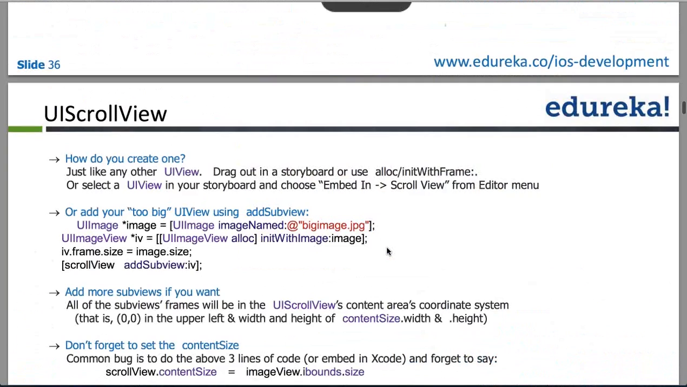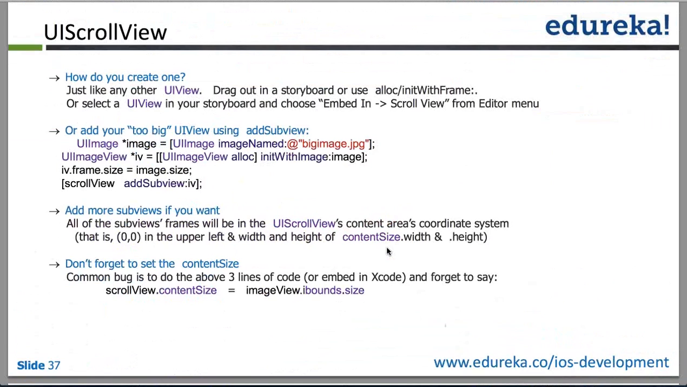Now, you have seen the properties and how a UIScrollView works. Now, let us look at how to create one. Creating a UIScrollView is just like creating a UIView. You can always use alloc init, or if you want a scroll view inside a view, you can go to Editor and say Embed in Scroll View. This option will also work, but it will be mainly useful whenever you are going to use auto layout.